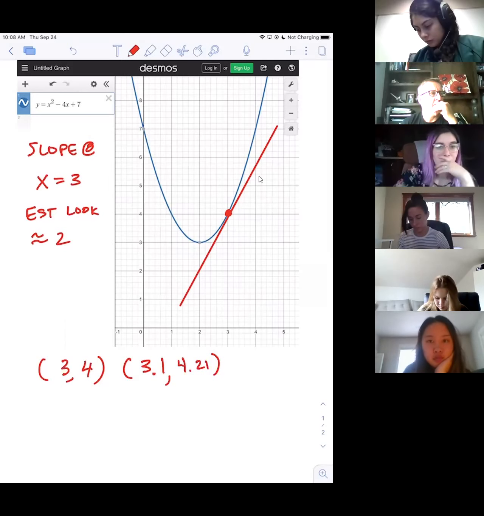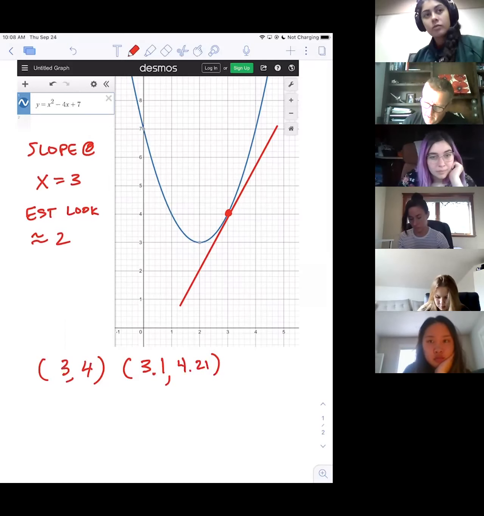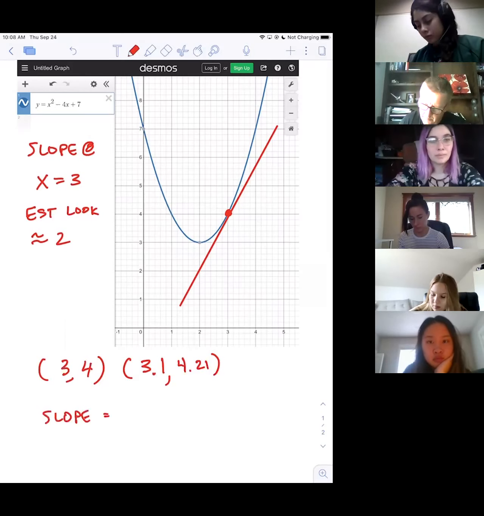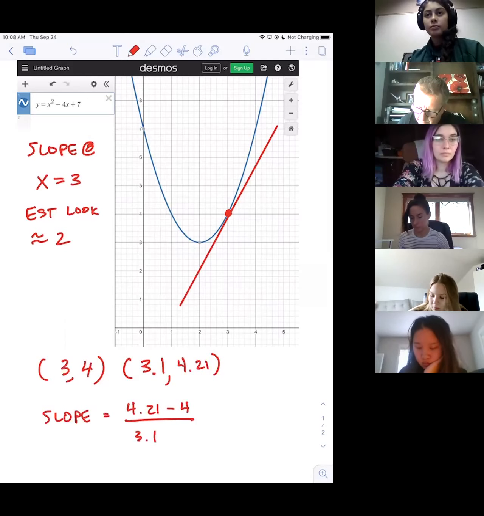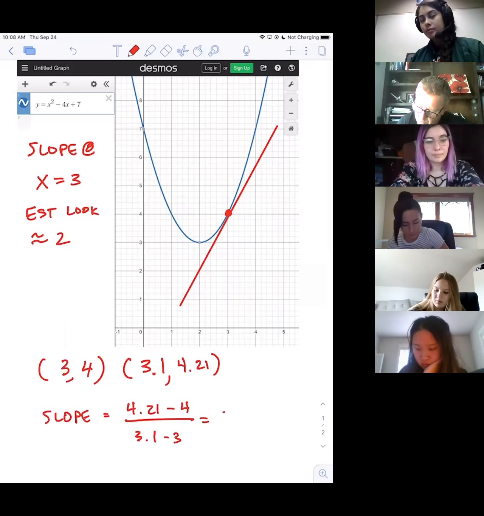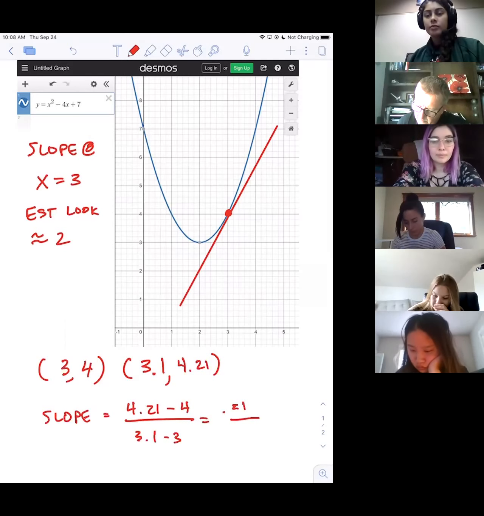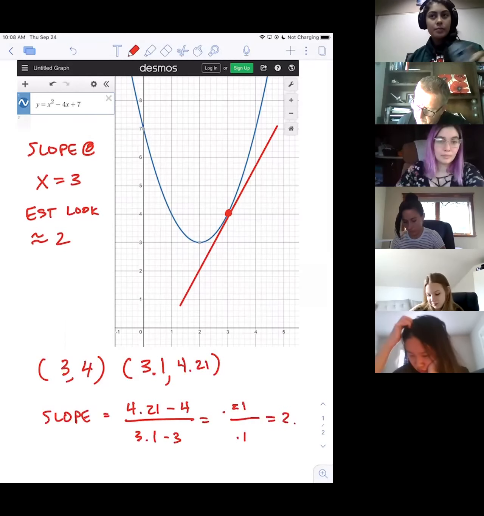I got 2.1. Yeah, so now I go, so easy. This is embarrassing. This is a calculus class, and we're just doing the dumbest, simplest stuff. So easy. y minus y over x minus x. Justin said he got 2.1. 4.21 minus 4 is 0.21. 3.1 minus 3 is 0.1. Yeah, he's right. We got 2.1.